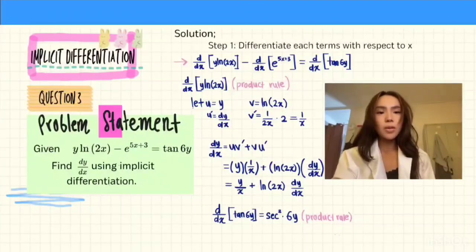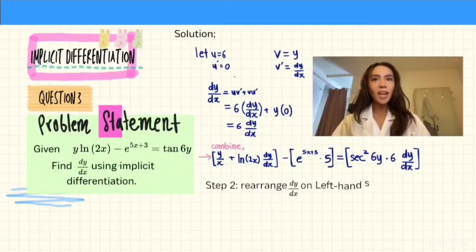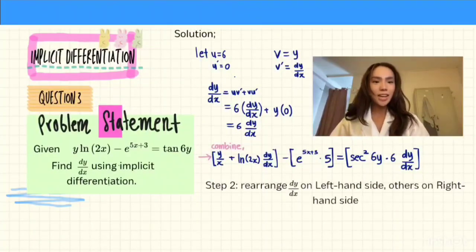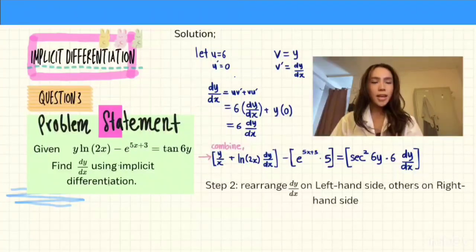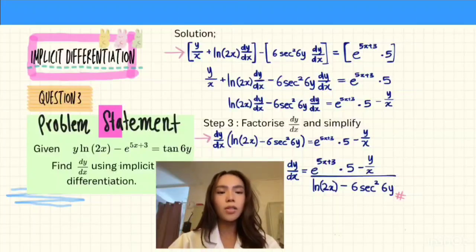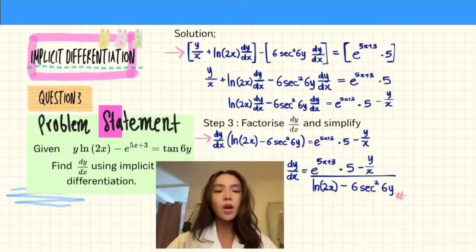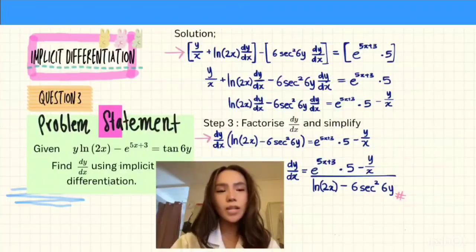The same rule also applies to 6y in the third term. Now we repeat the same steps as the previous one and the answer will be 6 times dy/dx. Now combine all the values that we get into one equation. Step 2 is to rearrange dy/dx on the left hand side and the others on the right hand side. Once we already move all the terms with dy/dx on the left hand side and all the terms without dy/dx on the right hand side, we can move on to step number 3, which is to factorize dy/dx and to simplify. Remember, our goal is to find dy/dx, therefore factorize dy/dx from each term.